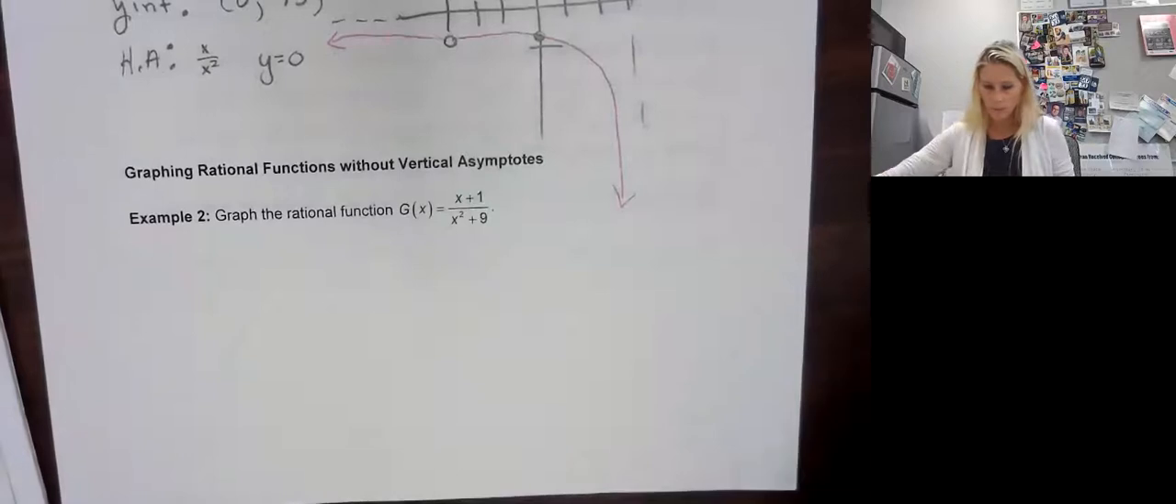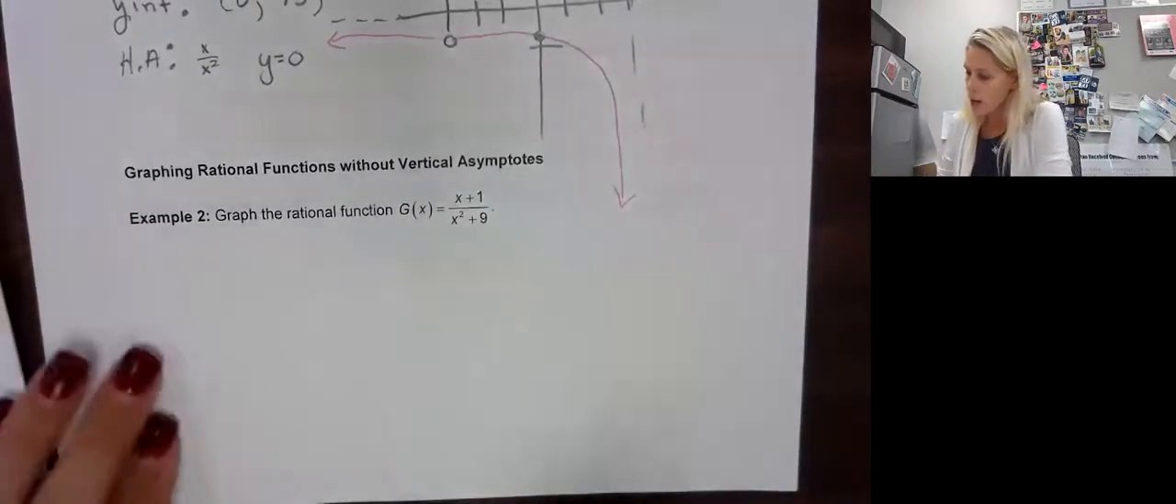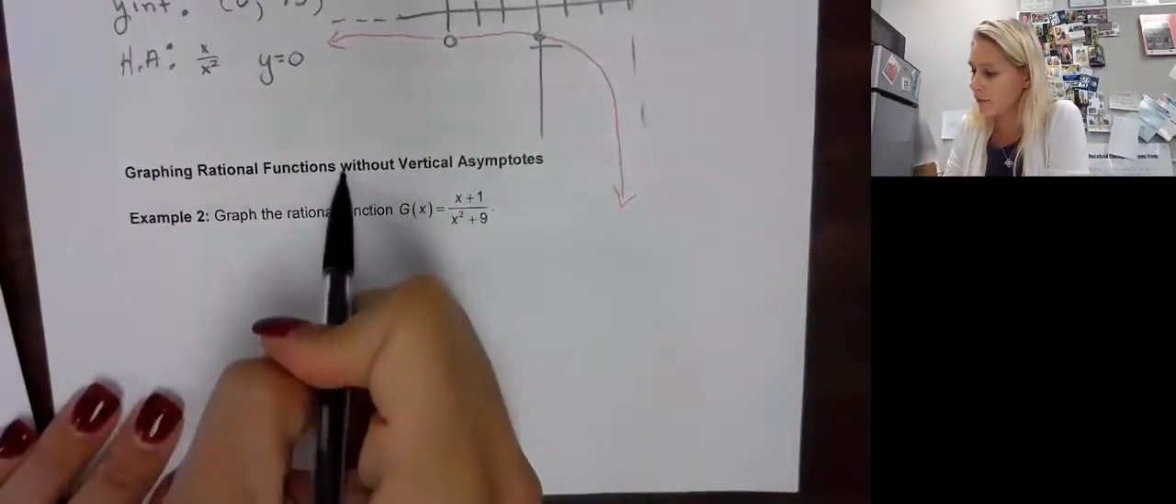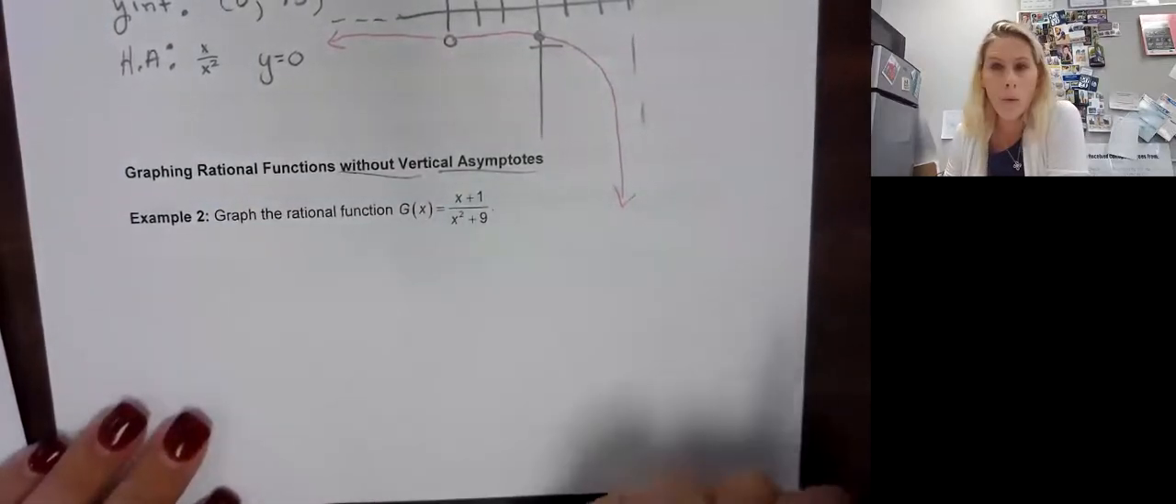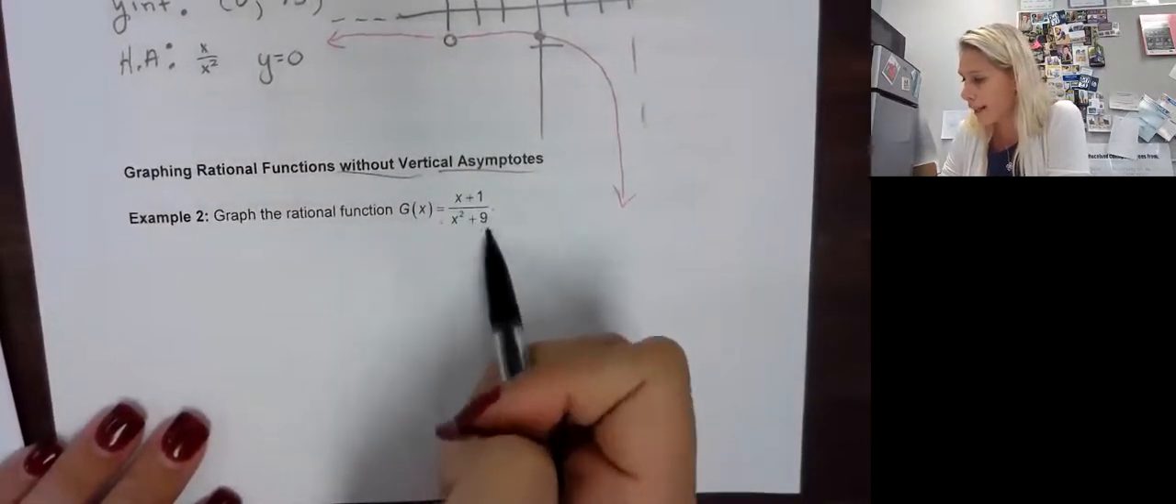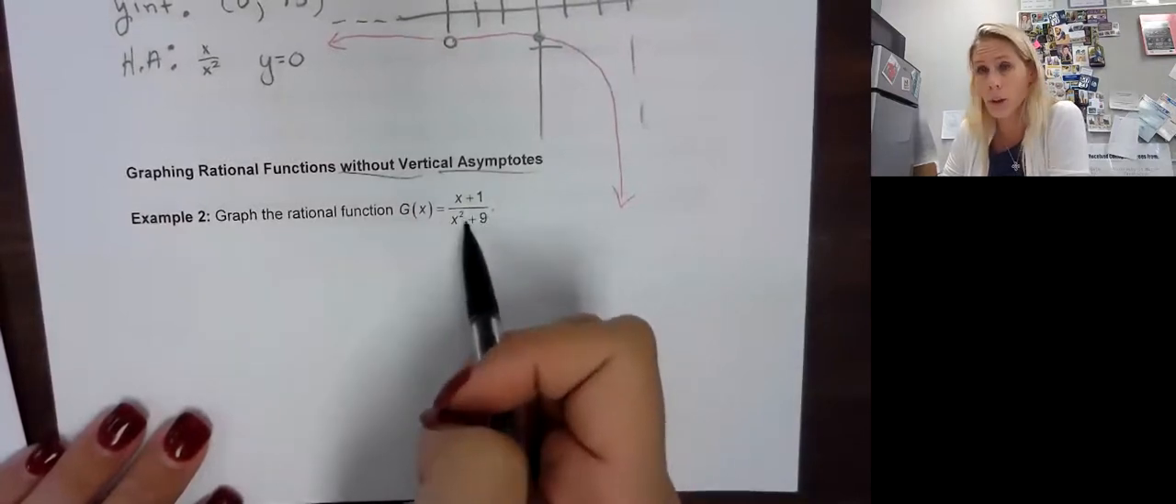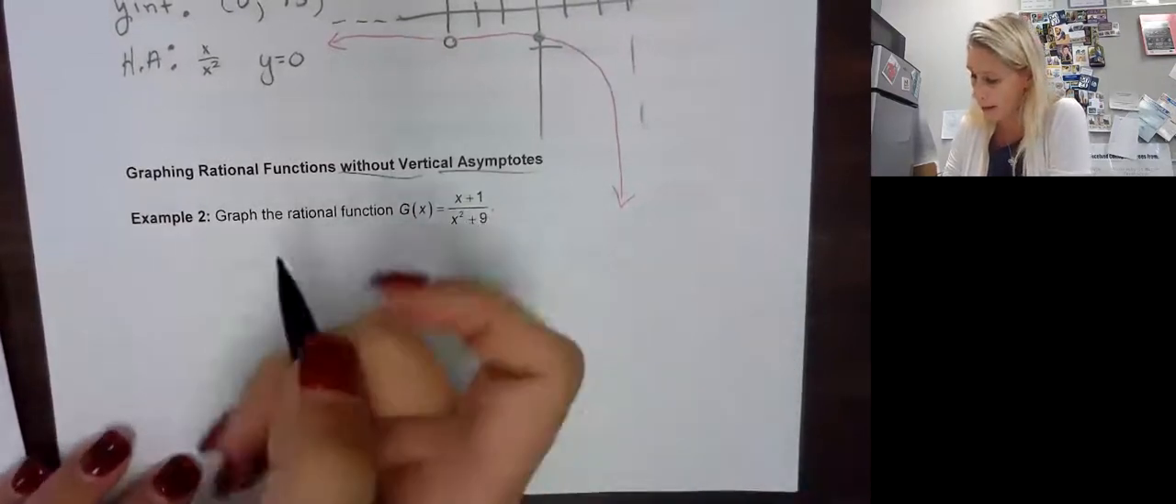Now we'll do this one. Let's try this one out. So here we're not going to have a vertical asymptote because it says we wouldn't. Now this is why I know something's up. Don't forget, this is not the difference of squares, so I cannot separate that.